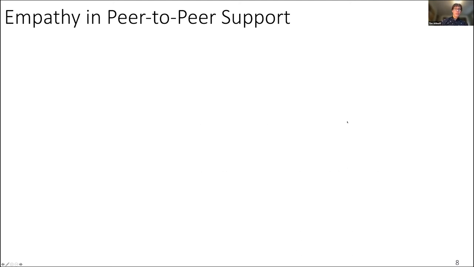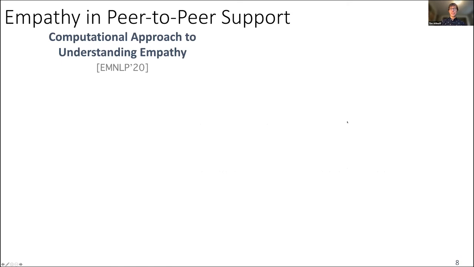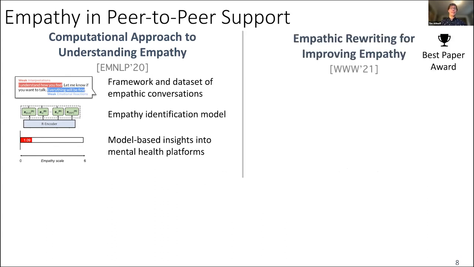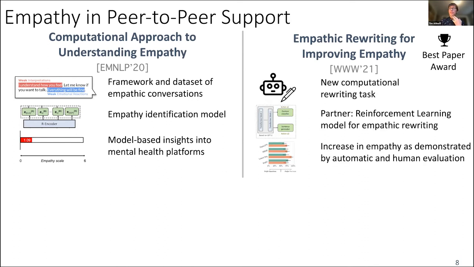So throughout this talk, I want to tell you about three different works that build on each other. First, I want to tell you about how we can measure empathy as expressed in text, and then tell you what we can learn when we apply such a model to large online mental health platforms. Second, I want to tell you about formulating this as an empathic rewriting, a sequence-to-sequence task, and a reinforcement learning-based system that can give feedback on empathy.